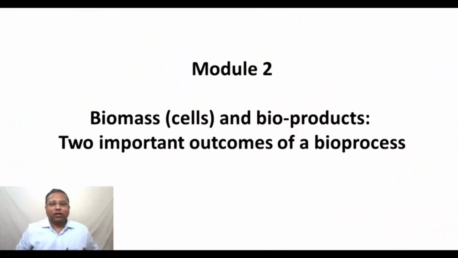Now let us continue with module 2, which is on biomass, cells and bioproducts, and these are the two important outcomes of any bioprocess. They could be cells themselves, or they could be molecules made by these cells. Let us look at these one by one.